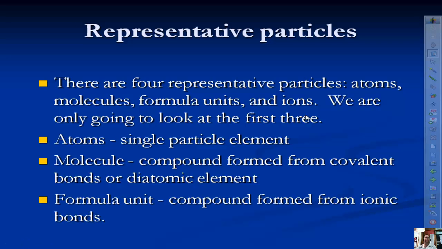Formula units are the ones formed from ionic bonds. And remember what we said an ionic bond is: something formed between a metal and a nonmetal, formed from a positive ion and a negative ion. And the other one that I don't have listed up there is acids. Remember what we said about acids: they were H plus donors. Since H plus means an ion, acids are also going to be formula units.